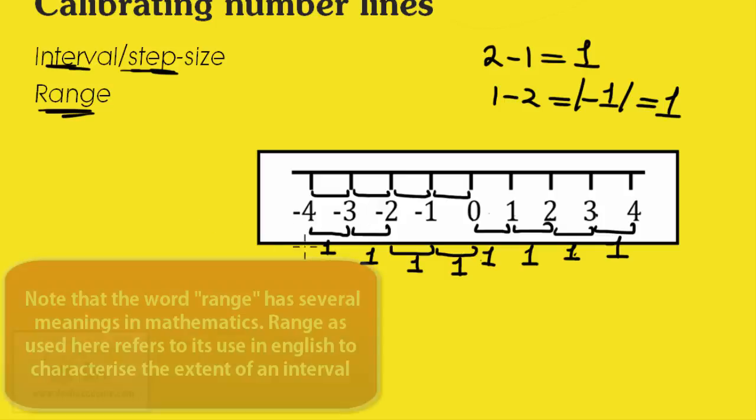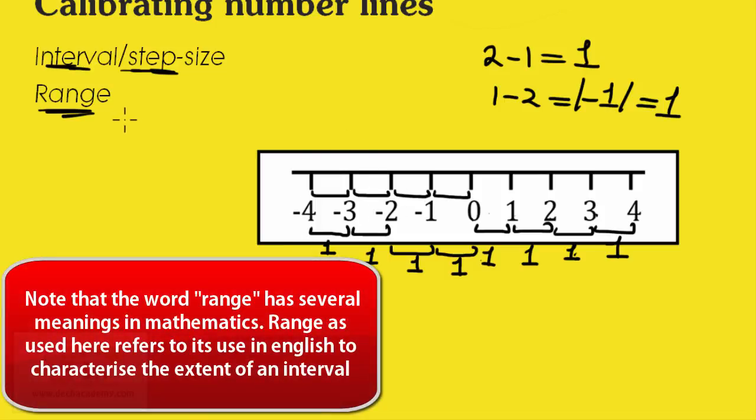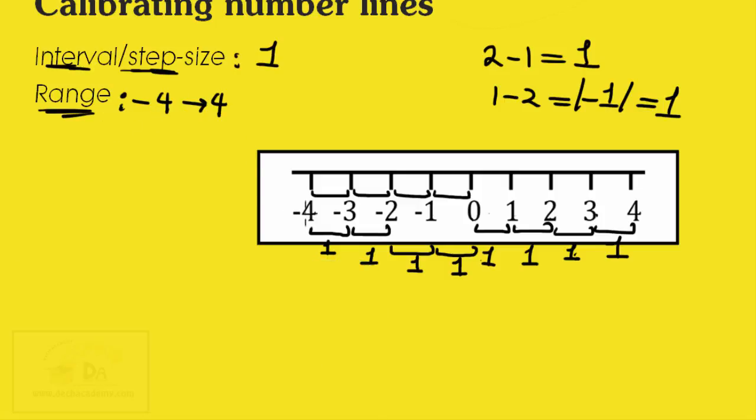The range of a number line is just the smallest and the largest value of the number line. So in this number line, the range is from -4 to 4. The interval or step size is 1 in this case. So the range of this number line is from -4 to 4, or you can write it as [-4, 4]. This is another form of representing it. So that's the range of this number line. It's an easy concept.